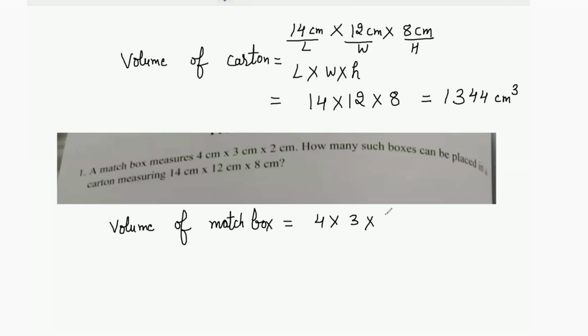Volume of matchbox equals to, dimensions are already given, 4 into 3 into 2. So we'll write down same, 4 centimeter, 3 centimeter, 2 centimeter. That means this is L, this is W and this is H. So if you calculate this, you will get 24 centimeter cube.